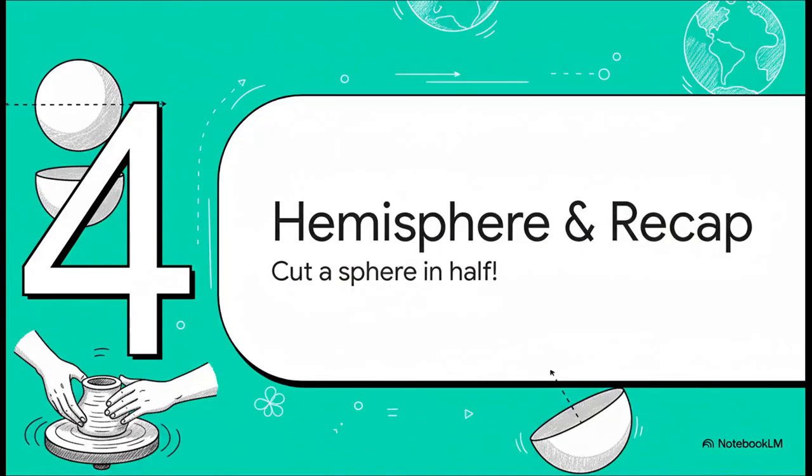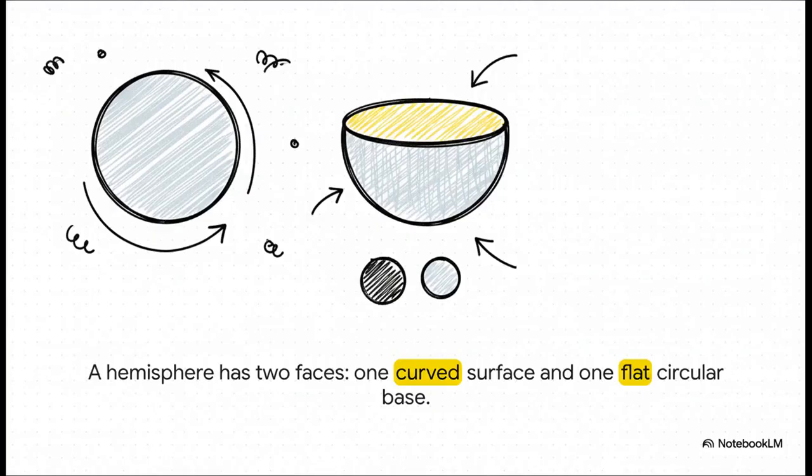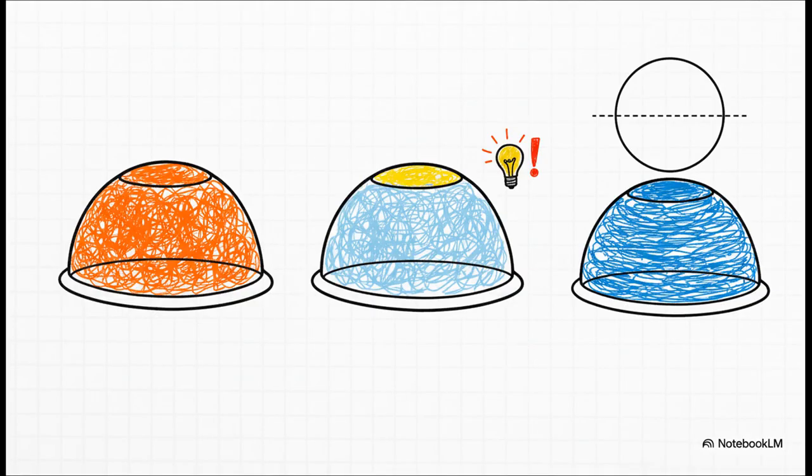So what happens if we take our perfect sphere and just slice it right down the middle? Well, we get a hemisphere. You've probably seen those satisfying Instagram reels of a potter making a perfect katori or a bowl on a wheel. Well, that's a hemisphere. Now this is really important, so listen closely. A sphere has just one continuous curved surface, but a hemisphere has 2 faces. It has the curved part, which is half of the sphere, but it also has a brand new flat circular face right on top.